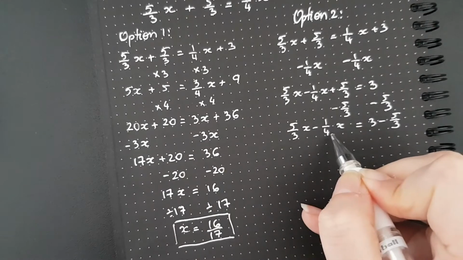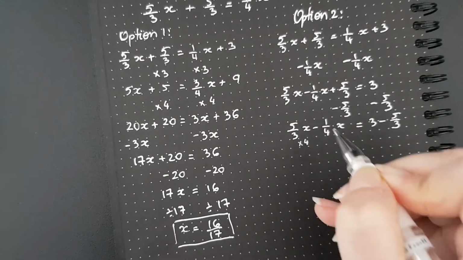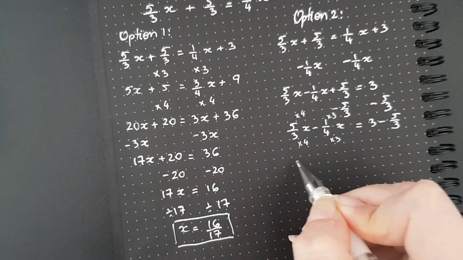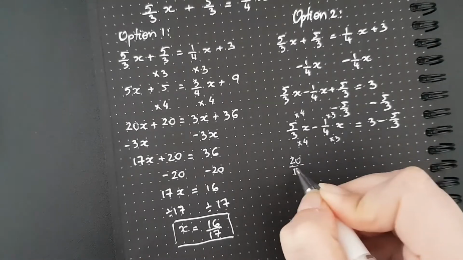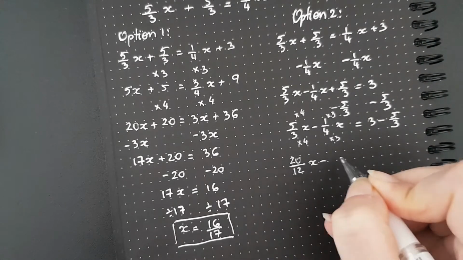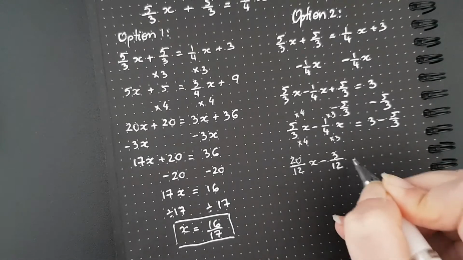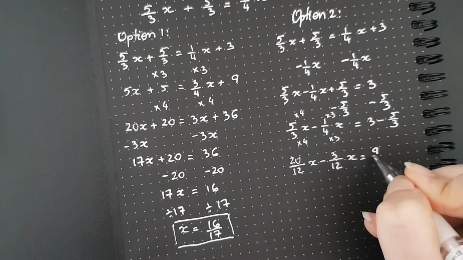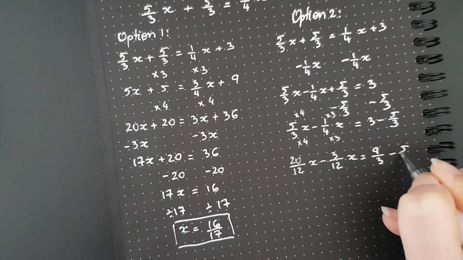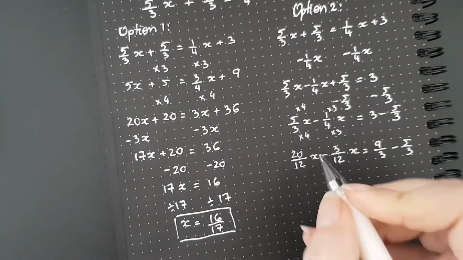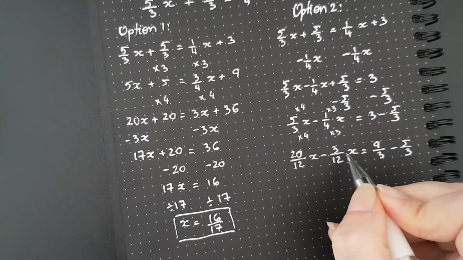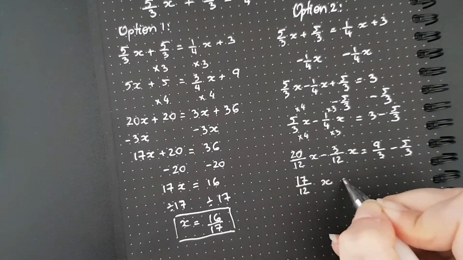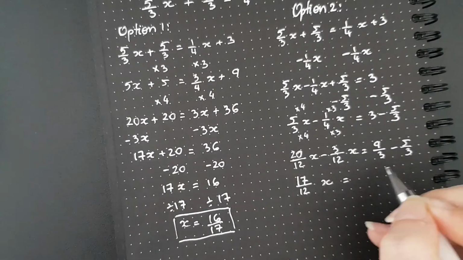So I want a common denominator there, so I'm going to multiply by 4 this one and this one by 3. So that gives me 20 over 12x, take away 3 over 12x. And on this side, this is 3 over 1, so I want this one to be 9 over 3, take away 5 over 3. This gives me here 17 over 12x equals, this one over here gives me 4 over 3.